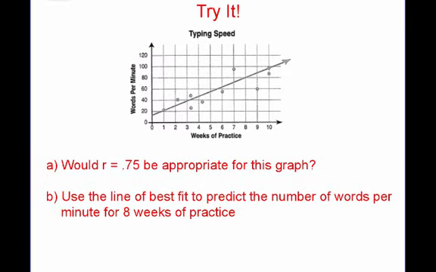So tonight's try it problem is to use this data plot here, this scatter plot, showing weeks of practice compared to words per minute, and answer the following two questions. Would r equals 0.75 be appropriate for this graph? Look at how accurate you think this graph looks and tell me if 0.75 is pretty good. And then also, use the line of best fit to predict the number of words per minute after 8 weeks of practice.